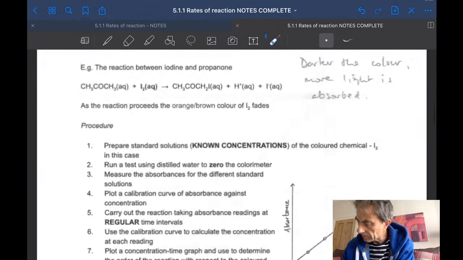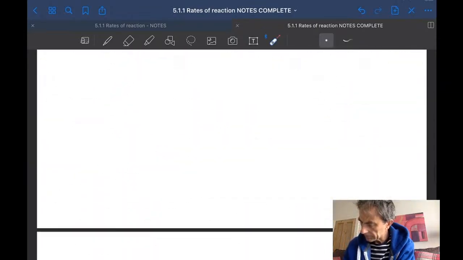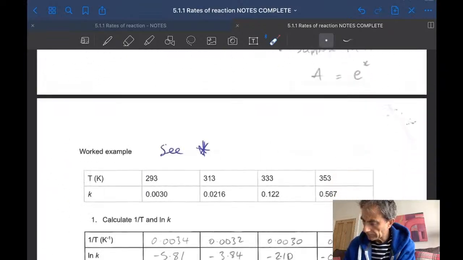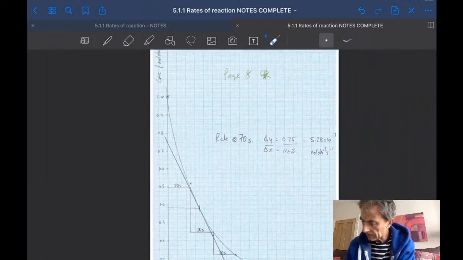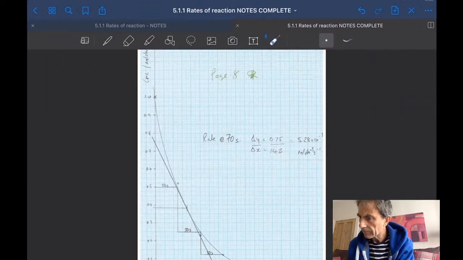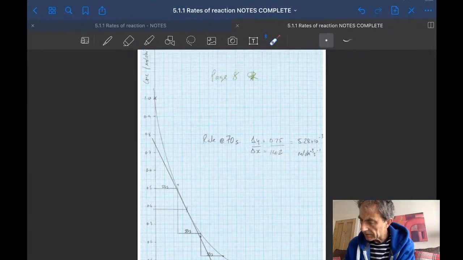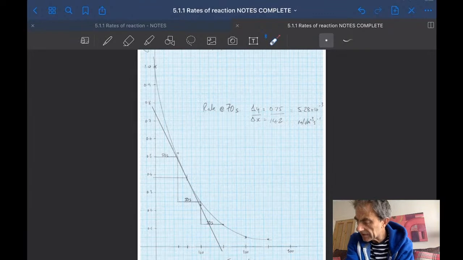I need to scroll all the way to the bottom, sorry, where all my graphs are. Make that a bit smaller. Okay, so there's the graph that I got from that.